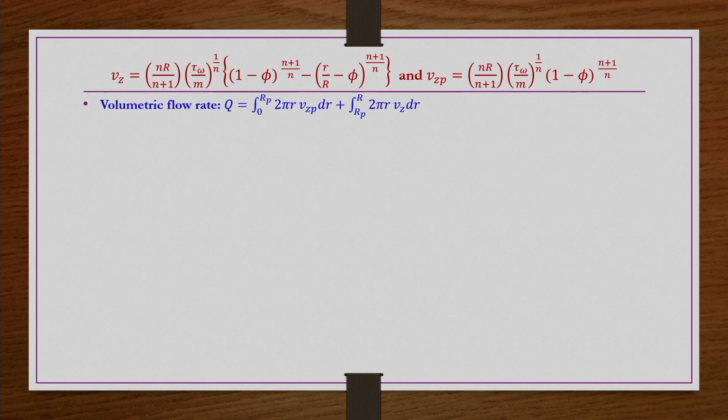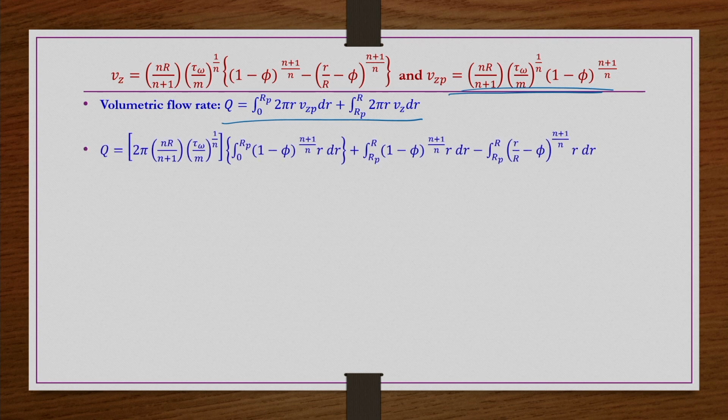Okay. So, next step we move to the volumetric flow rate calculations, or obtaining the equation for the volumetric flow rate. Volumetric flow rate Q is given by the integral of 2π r Vz dr, but the integration now has to be done in two parts, one between 0 to r_p, another between r_p to R, because in these two parts the corresponding velocity expressions are different. Vzp is a constant value and Vz is a function of r. Those we are substituting here. Whatever 2π nR/(n+1) (τw/m)^(1/n) is there, we are taking common from these two terms.